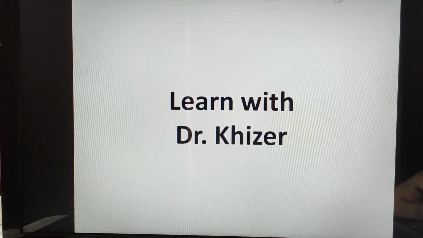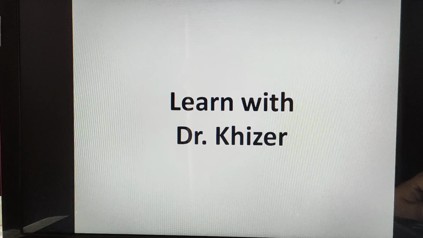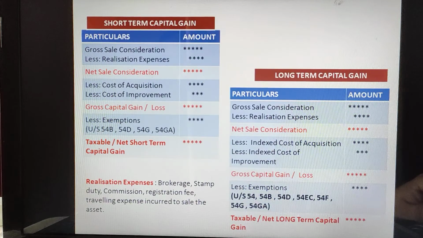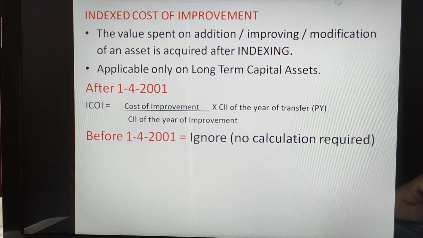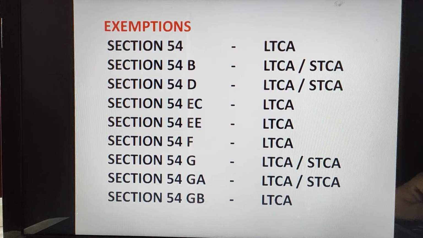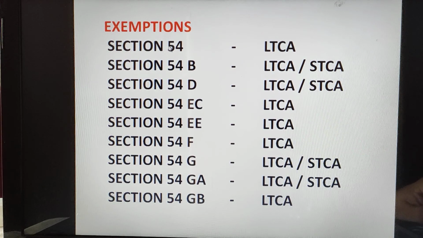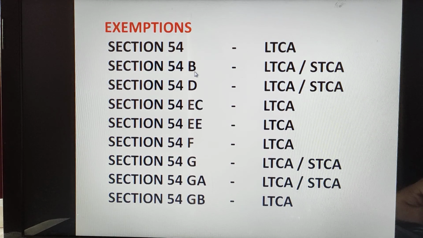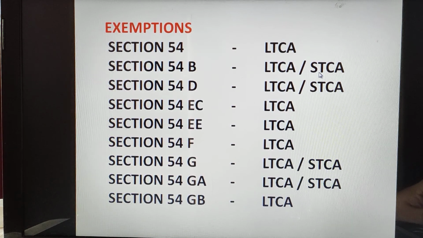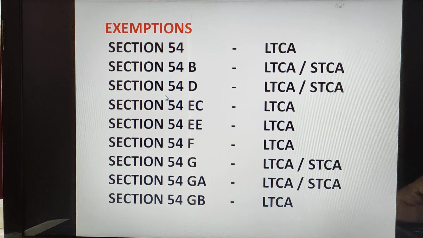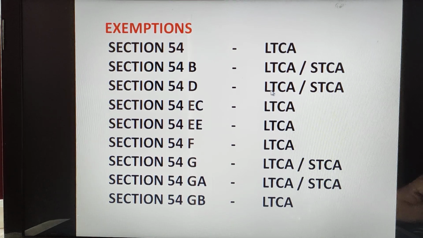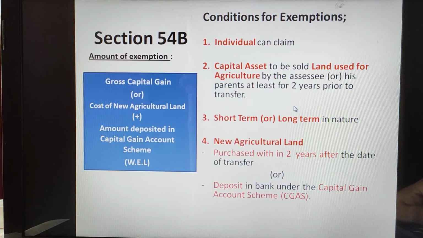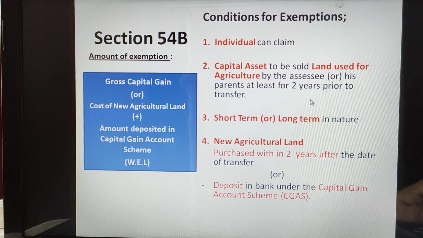So in this video, in the previous two videos, we started with income from capital gains and we learned the exemptions in this. There are various exemptions. In the previous two videos we covered section 54, which is for long-term capital asset, and section 54B, which is for long-term as well as short-term capital asset. Now today we are going to discuss section 54D, which is for long-term capital asset as well as short-term capital asset. So without wasting much of our time, we are going to start.